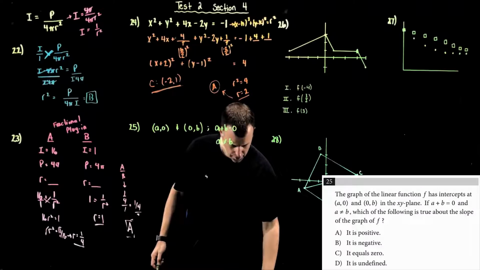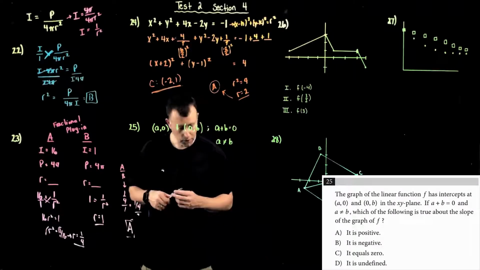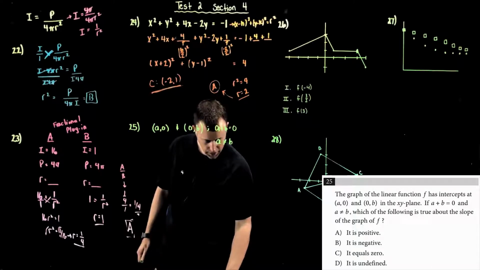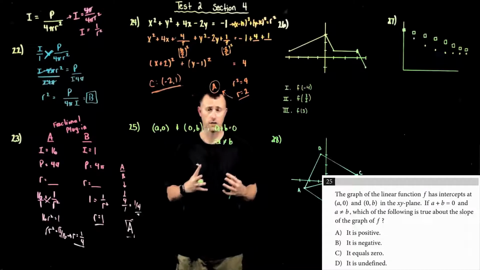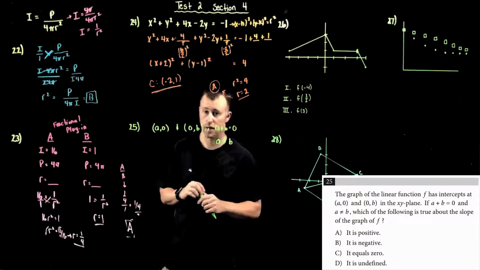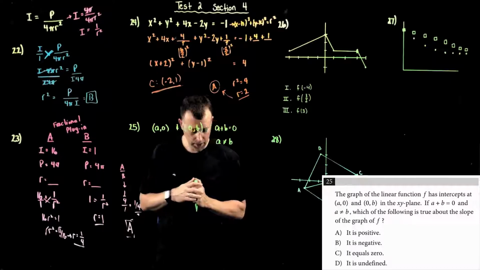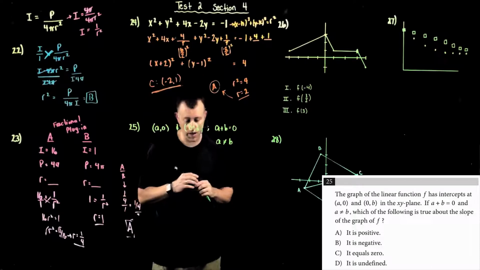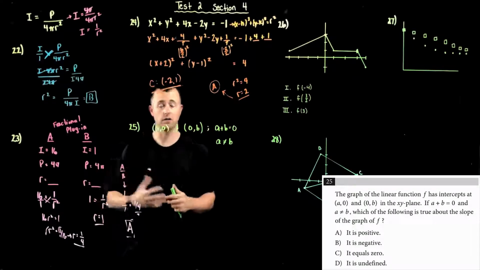Number 25. I got the information right here for you. So 25 says the graph of a linear function. Linear function, I'm thinking slope, y-intercept, those concepts. Has intercepts at (a, 0) and (0, b). So they just gave me the y-intercept. That's always something important. And if a plus b is equal to 0 and a is not equal to b, which means that you can't have, like, a is 2 and b is negative 2. So they're not going to just cancel that way.